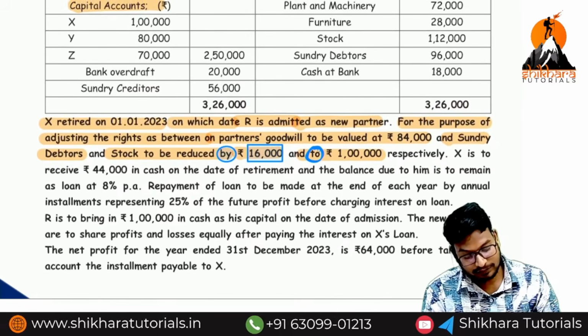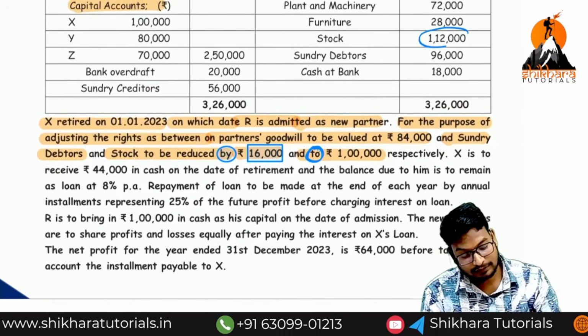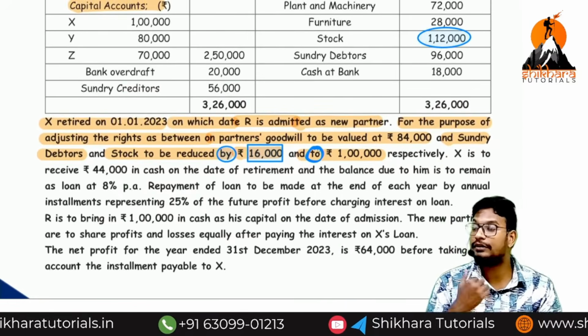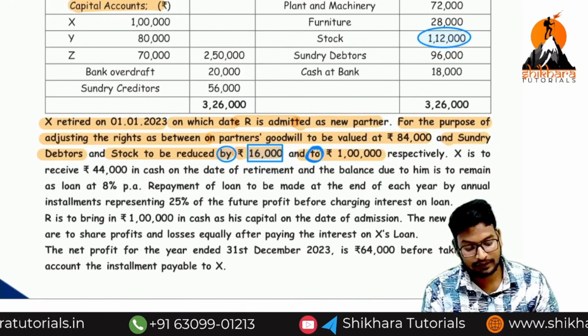And the second means what? Here what is the value of stock? Stock is 1,12,000 and reduced to how much? 1 lakh. That means how much amount we need to reduce? 12,000. Are you getting the point?